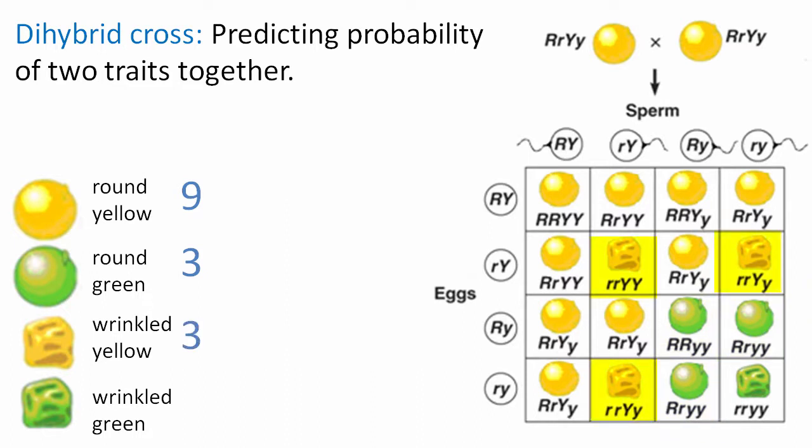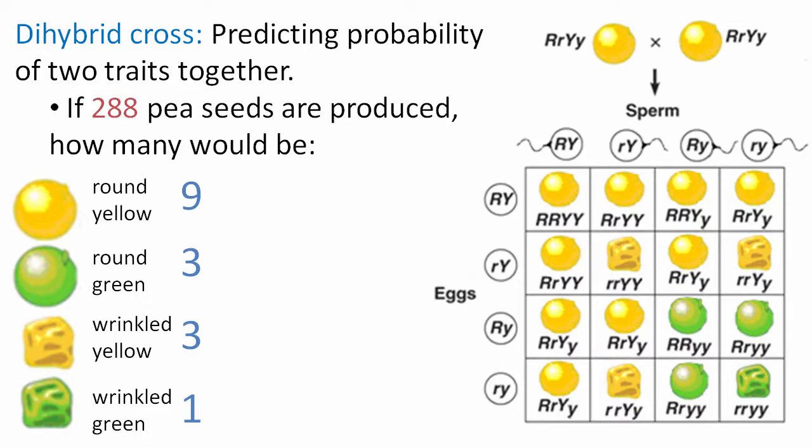But how often do we see the wrinkled and green? That is to say the double recessive. Well, that shows up once out of 16. So we see this 9 to 3 to 3 to 1 ratio, where we see the double dominant shows up 9 times out of 16. Dominant for one trait but recessive for the other shows up 3 times. The opposite is true for 3 times, and then the double recessive shows up once.